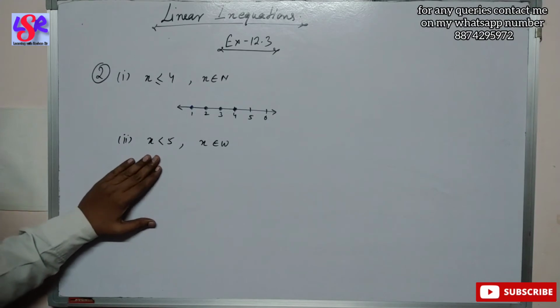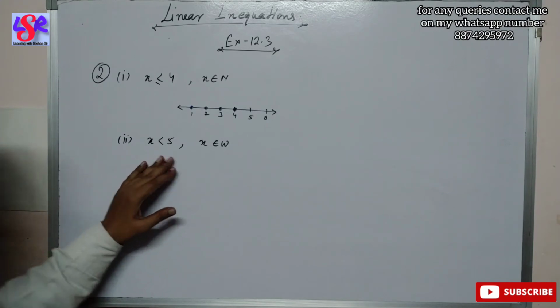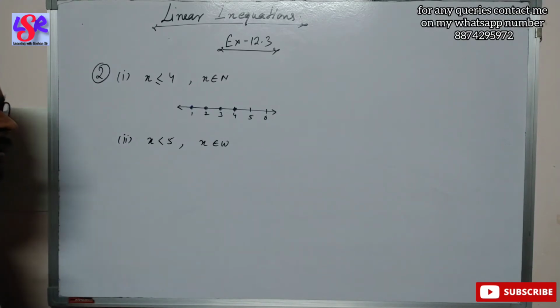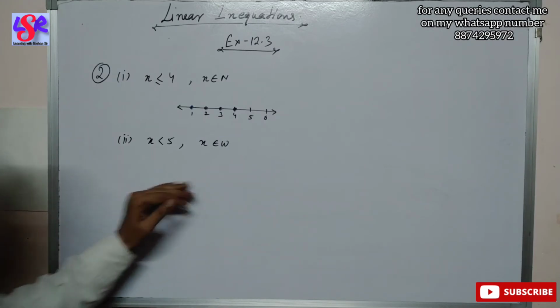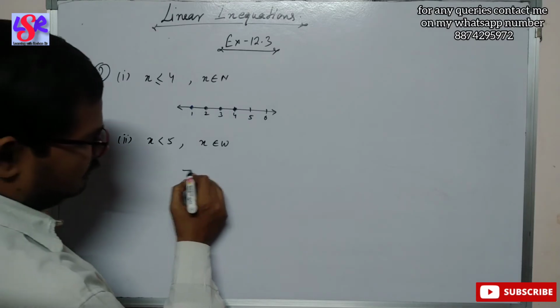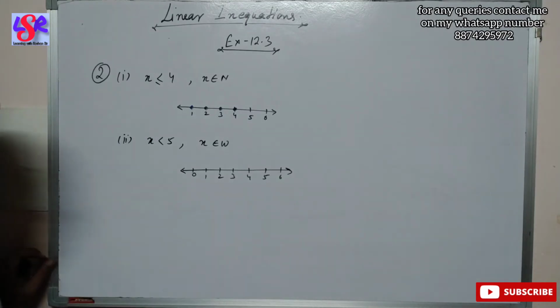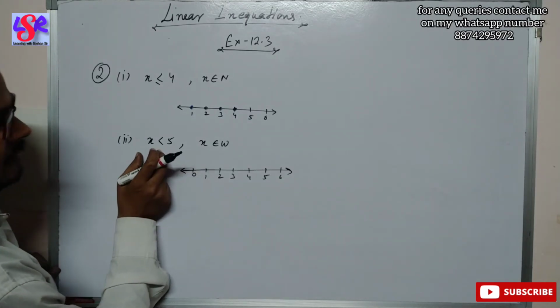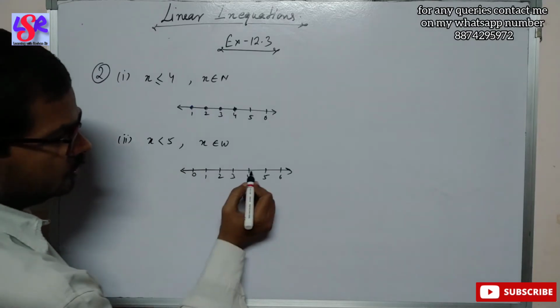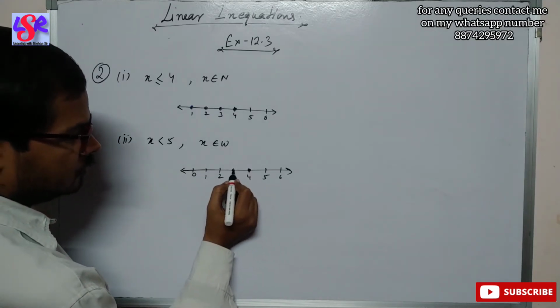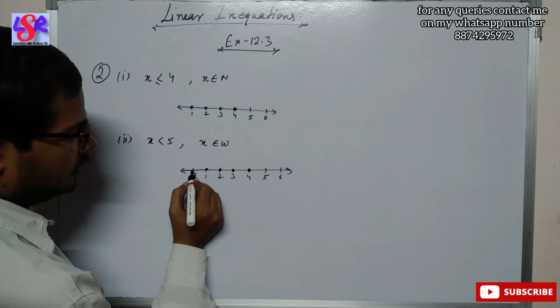Now let's move to the second part, that is x is less than 5 and where x is the element of whole number. तो सबसे पहले whole number क्या होता है? Whole number is starting from 0 to the infinity. So सबसे पहले हम इसका line बना लेते हैं and here we get the number line for it. और यहाँ पर less than 5 यानी कि 5 को include नहीं कर सकते. We are going to include from 4. So 4, 3, 2, 1 and 0.